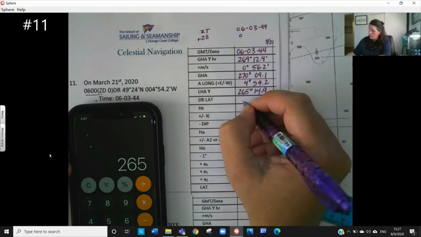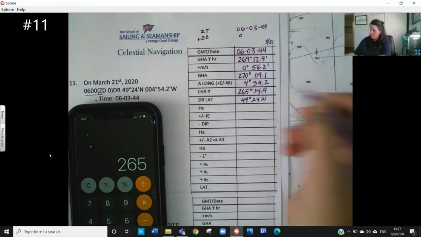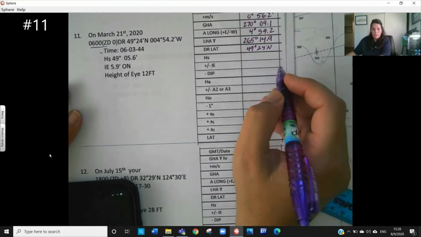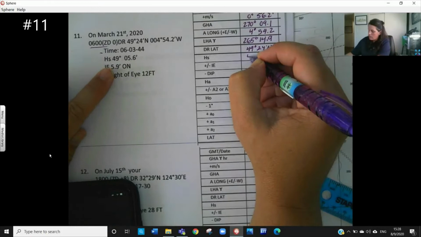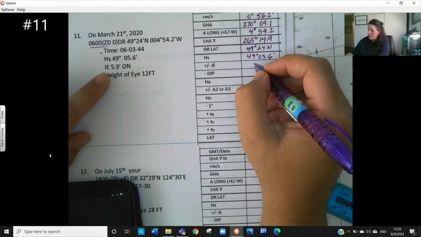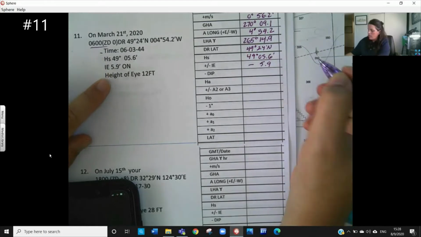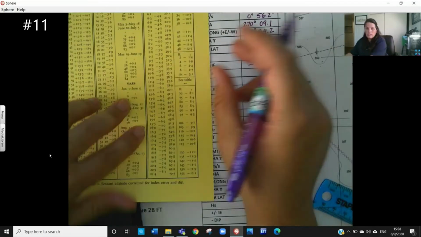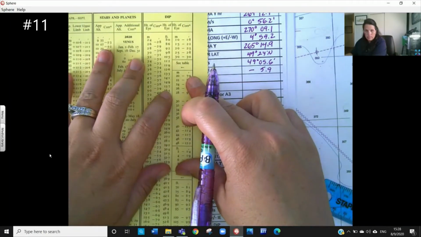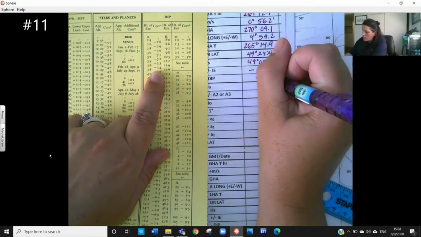My DR latitude was 49, 24 north. Now I can start correcting for my altitude. So my raw sextant altitude was 49 05.6. My index error was 5.9 on, so you have to take it off. Our dip was 12 feet. So we find our dip of 12 feet is going to give us a correction of minus 3.4.